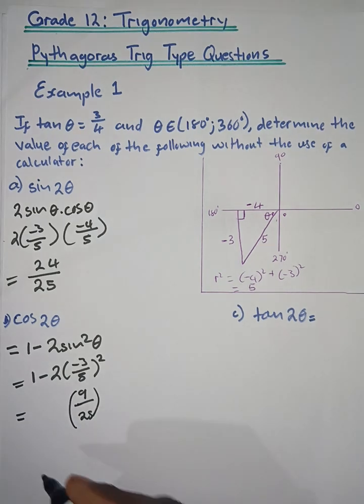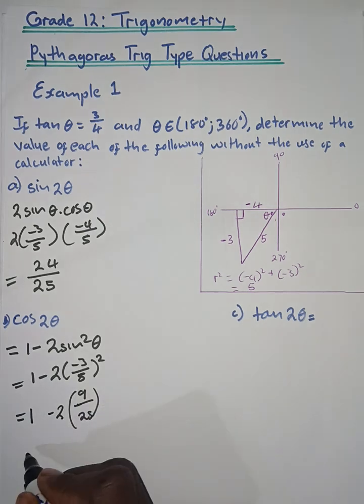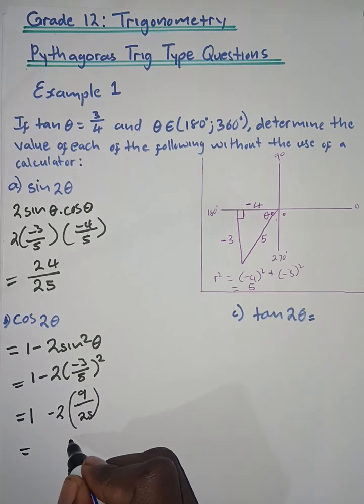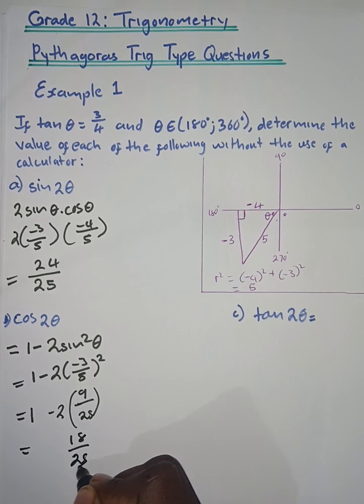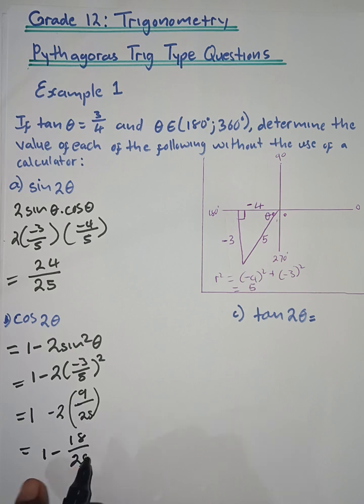So let me just do that on the next step. So that would be 2, so we have a 1 there. If we simplify that further, you're going to have 18 over 25. But we still have that 1 minus, so we still have 1 minus that.